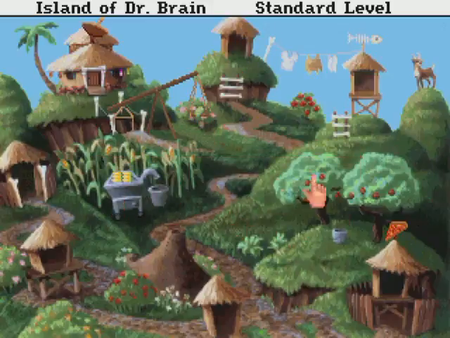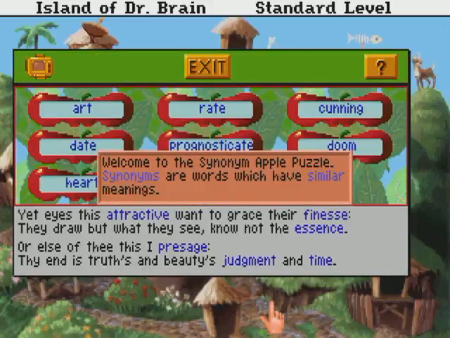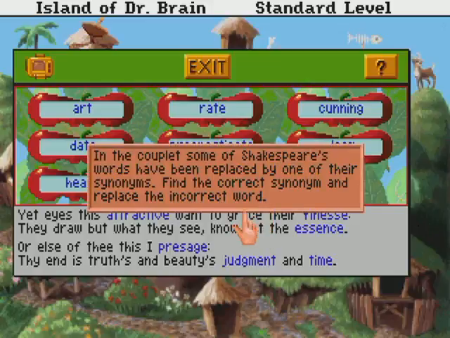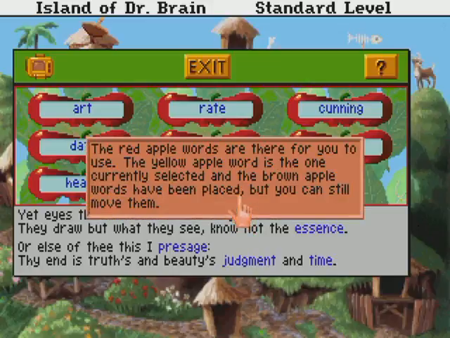Alright, let's go get the apples here. Welcome to the synonym apple puzzle. Synonyms are words which have similar meanings. In the couplet, some of Shakespeare's words have been replaced by one of their synonyms. Find the correct synonym and replace the incorrect word. The red apple words are there for you to use.